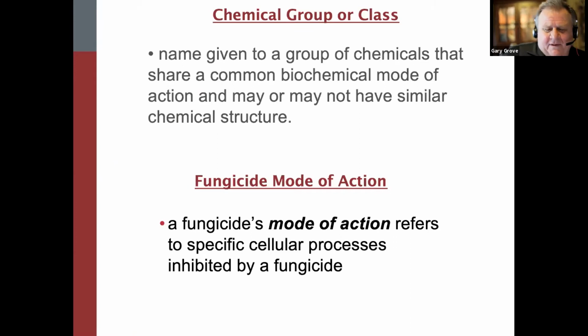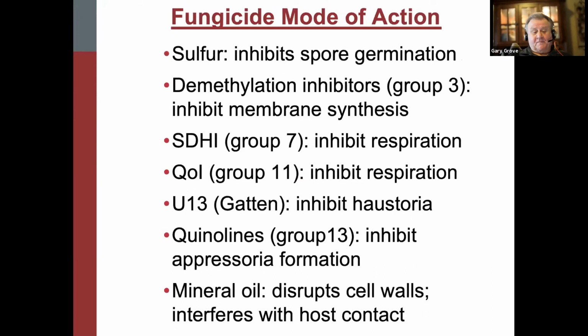So a bit about chemical names. A chemical name is just given to a group of chemicals that share a common biochemical mode of action and may or may not have similar chemical structures. And the mode of action of fungicides refers to the specific cellular processes that are inhibited by the fungicide.